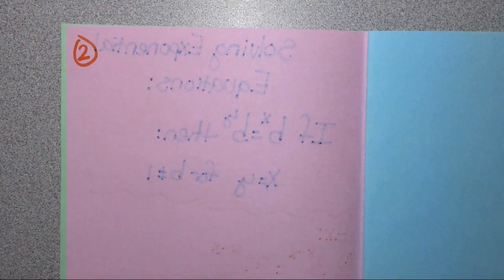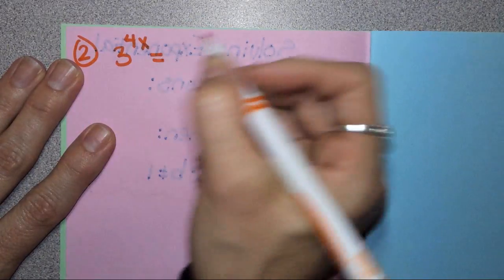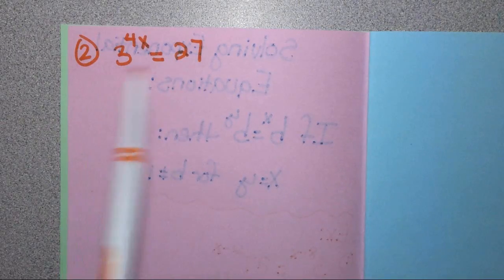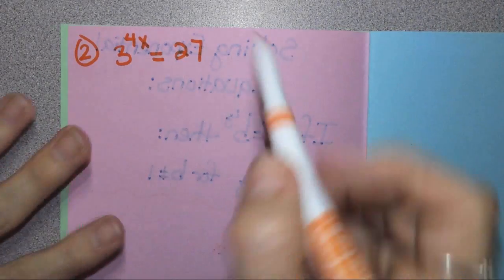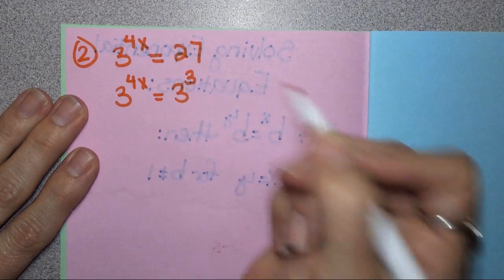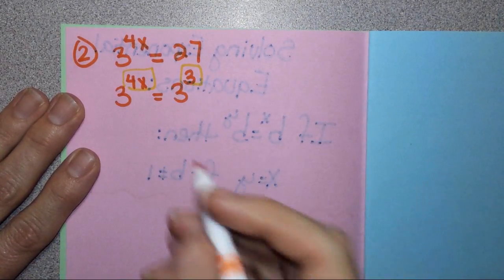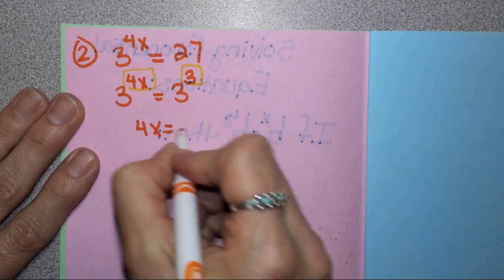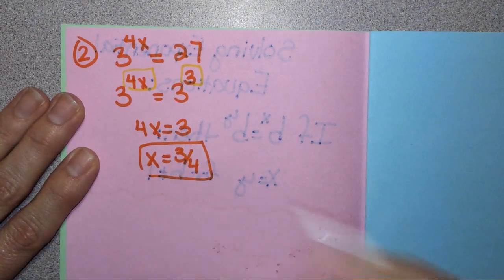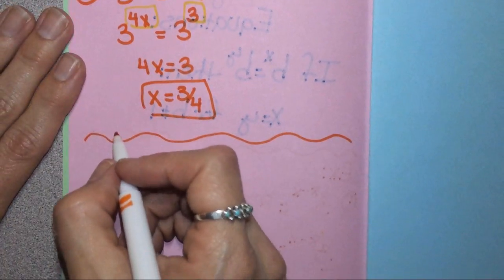Okay, example 2 is going to be 3 to the 4x is equal to 27. Okay, again, my goal is to get like bases. So I can change 27 to 3 to the third. So now that I have like bases, I can set these two exponents equal to each other and say 4x equals 3, x equals 3/4. Easy peasy. Alright, let's do another one.